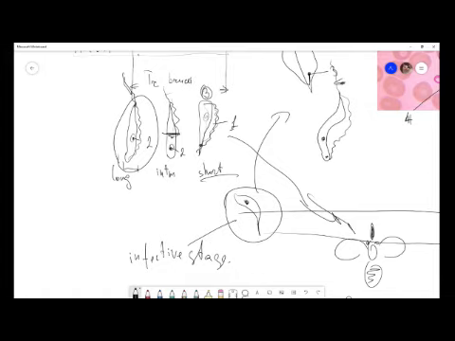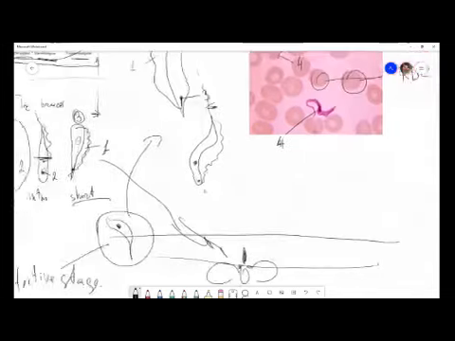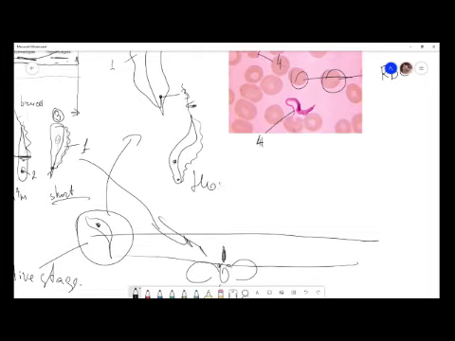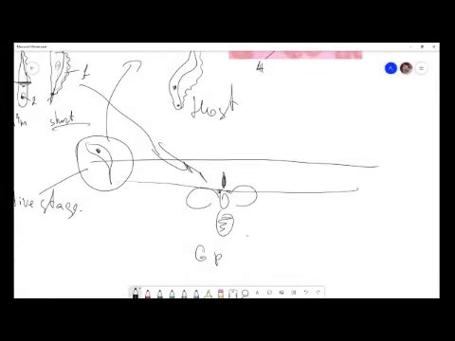Okay, the next one. In human blood or in human lymph, in both these places, division happens and the number of trypanosomes multiplies. The trypanosome is in the blood of the human host, and here this is Glossina palpalis. When this parasite lives in our organism, we get a disease: trypanosomiasis.